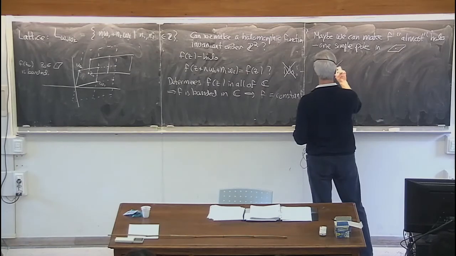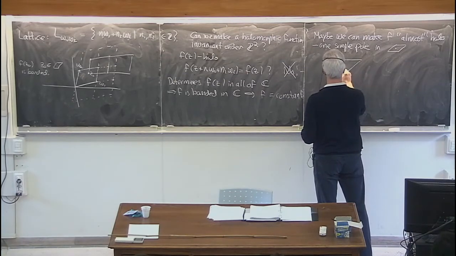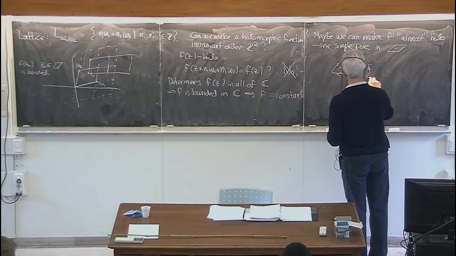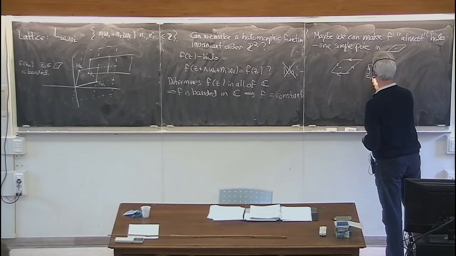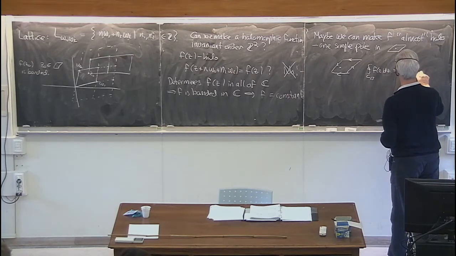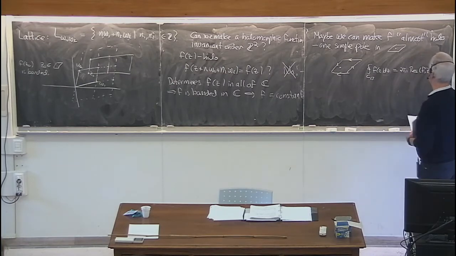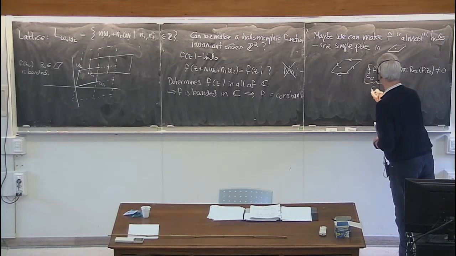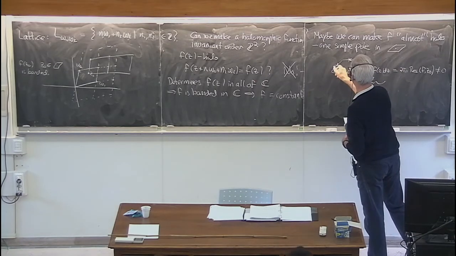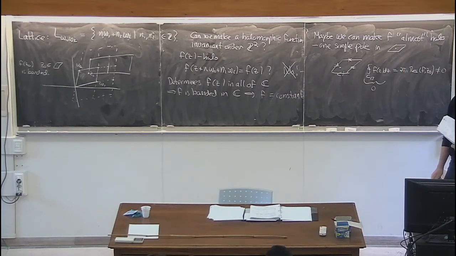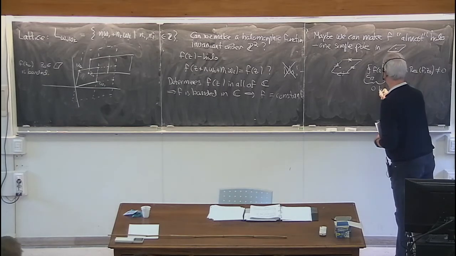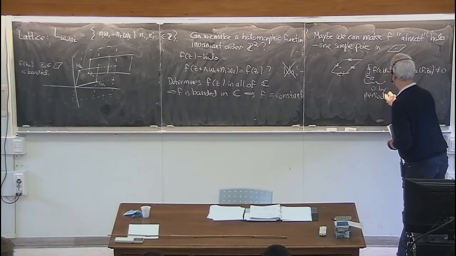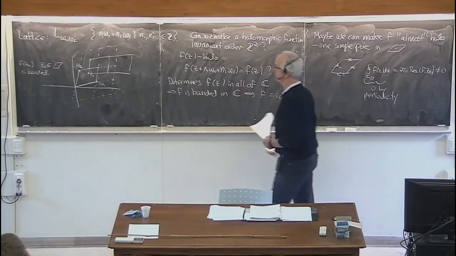However, if that were the case, then we can simply compute the contour integral around this little parallelogram. And that has to be 2 pi i times the residue of f at z naught. And if it has a simple pole, then this residue has to be non-zero. But this integral is zero because the values here and here and the values here and here are equal because of the periodicity. And so the line integral of f around this curve has to be zero by the periodicity. So we failed again.